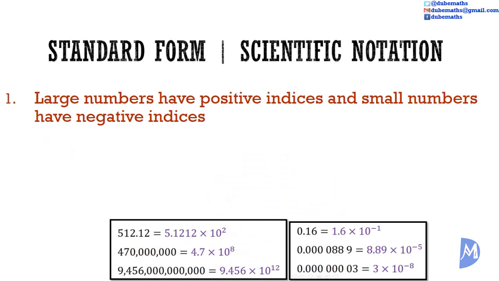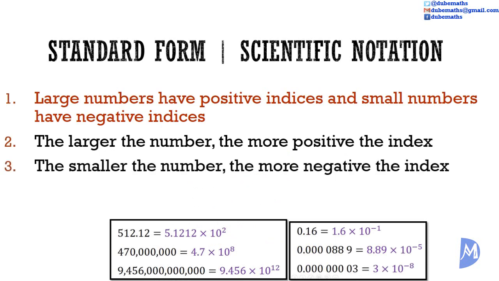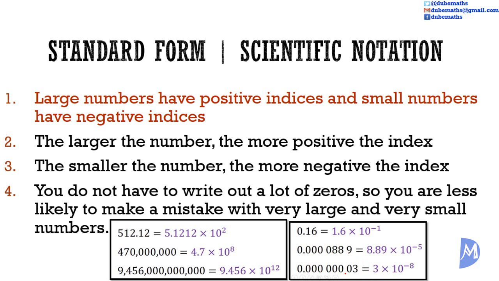The more positive the index is, the larger the number. Positive indices indicate large numbers, negative indices indicate small numbers. Further, the larger the positive number, the bigger the number is. And the larger the negative number, the smaller the number is. For example, 3 by 10 to the negative 8, which is equal to 0.000000003. You are more likely to make a mistake when writing out all the zeros.